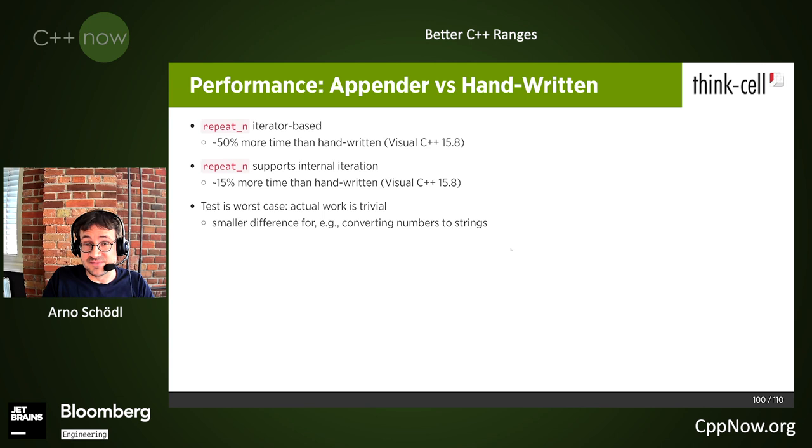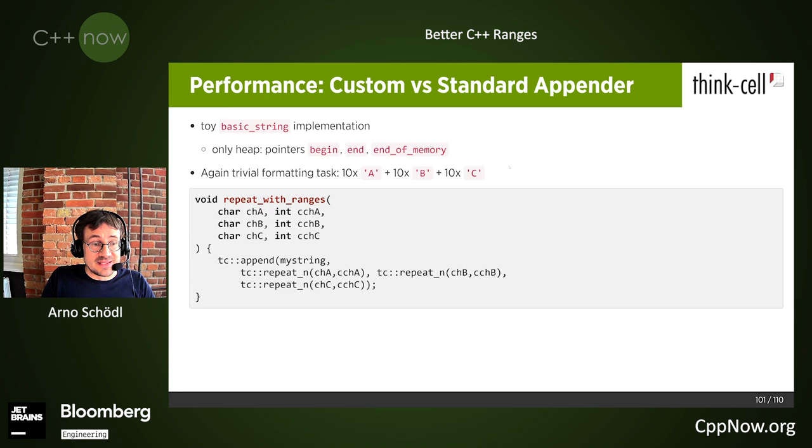Now, here's another example that we can do. So let's have a toy basic string implementation, because I can't reach into the standard basic string implementation. And you have essentially just three pointers: the begin, the end, and the end of your buffer, the end of the memory. And we again have this trivial formatting task.